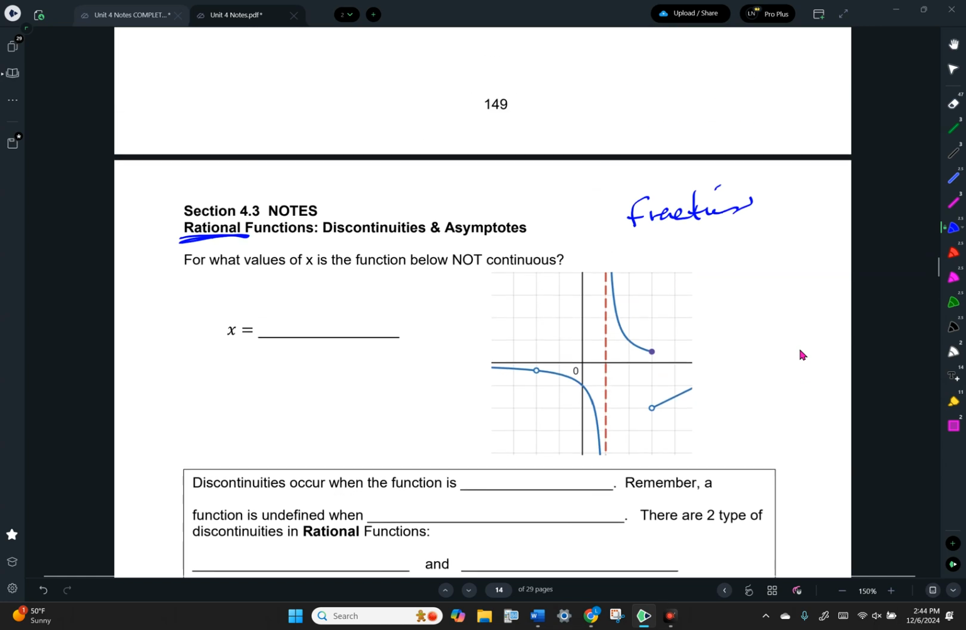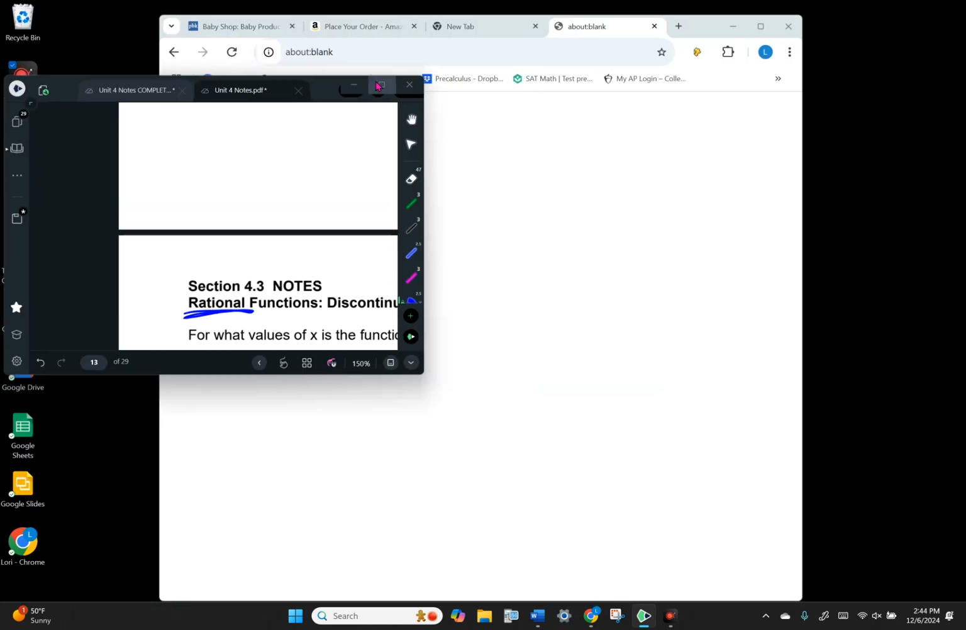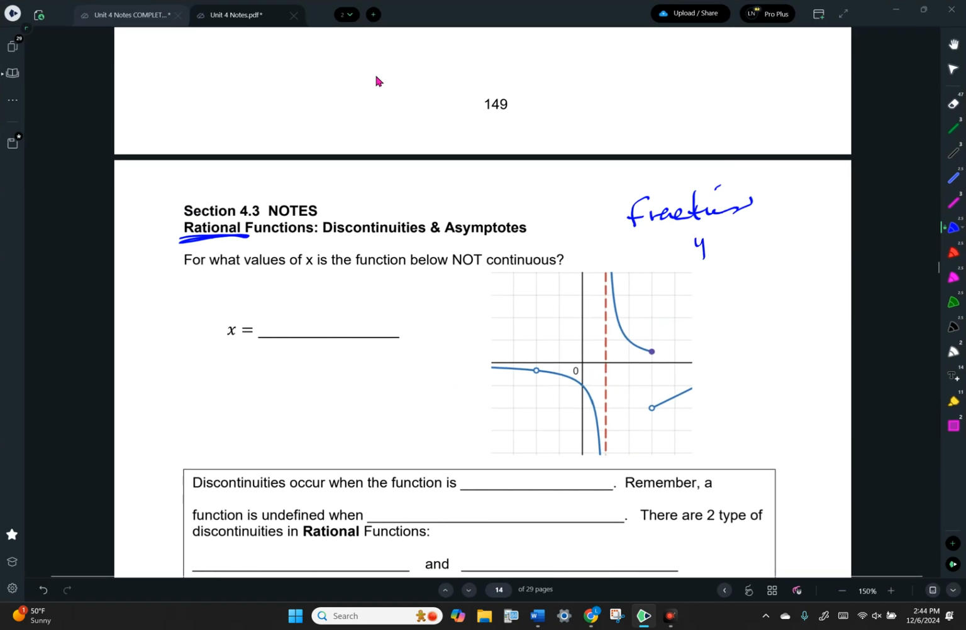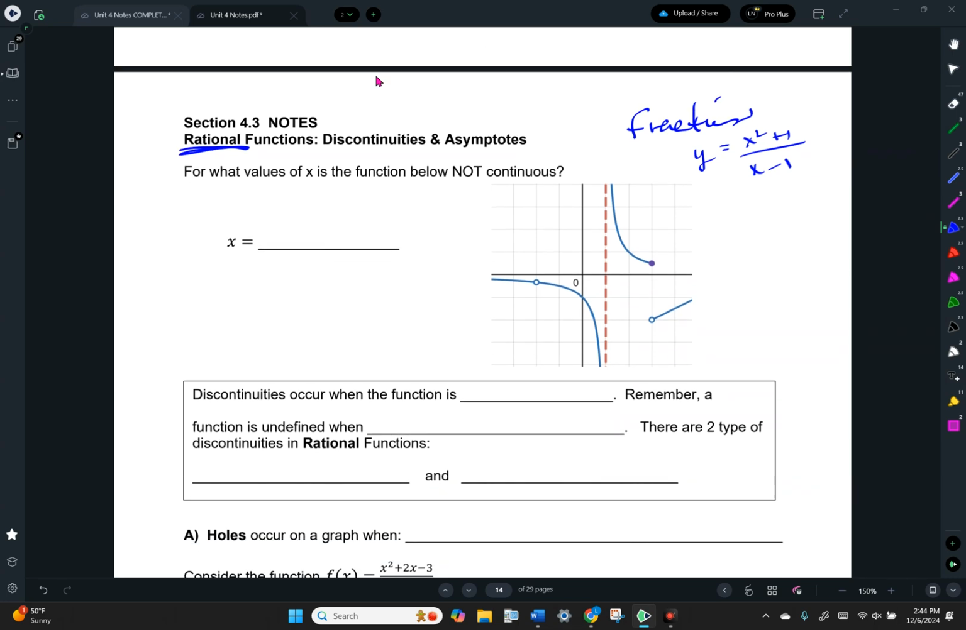But these fractions are such that they're going to have x's in them. Maybe x's in the numerator, maybe x's in the denominator, or both. Okay. So first of all, we need to talk about what these graphs can look like. It says, for what values of x is the function below not continuous?